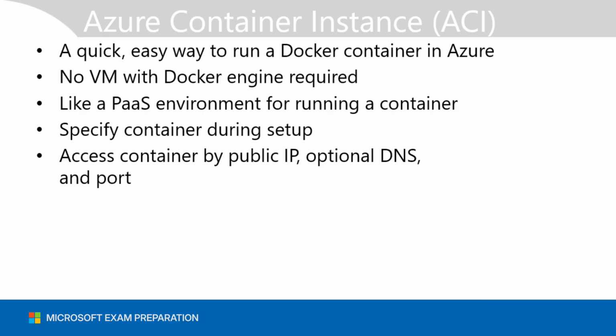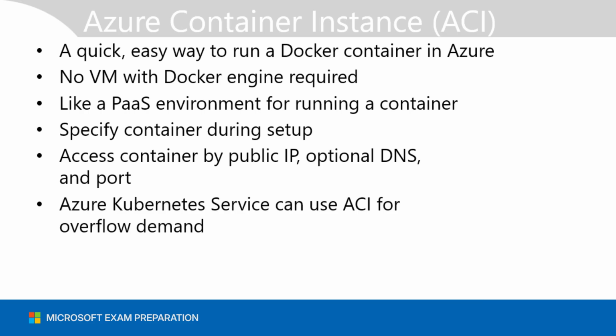You can specify a few things during setup. Public IP address is typical and by default. You can set up a DNS name if you want to find your container from the internet and DNS. You can also specify port information. The Azure Kubernetes Service, which we'll talk about later in this lesson, can also use the ACI for overflow demand. So if it quickly needs access to a container instance, AKS can spin up an ACI, sort of borrow a PaaS environment to run your container while it's setting up some more infrastructure within AKS. We'll cover more details of that later.